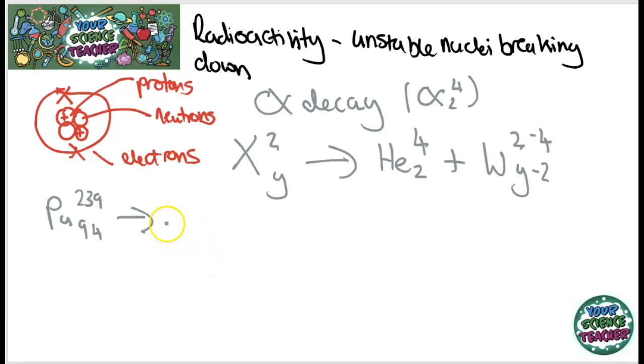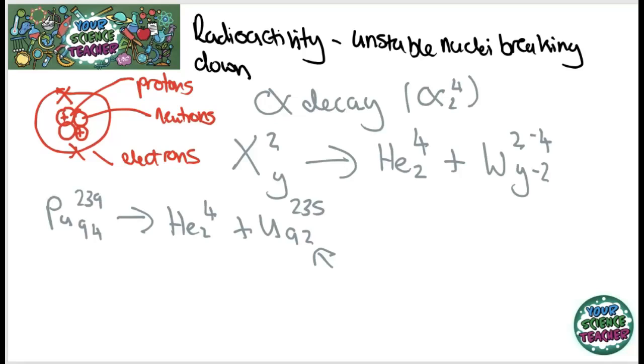So let's think about the products that I'm going to make. It's going to make a helium nucleus, isn't it? Then the bottom number is going to go down by 2, so that's going to be 92, and the top number is going to go down by 4, which is going to be 235. If I find the number 92 on the periodic table, that's the important number, I will find out that that is uranium.